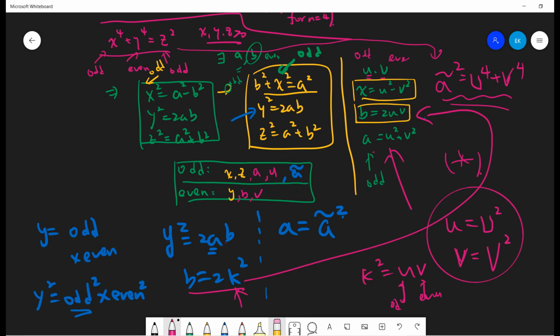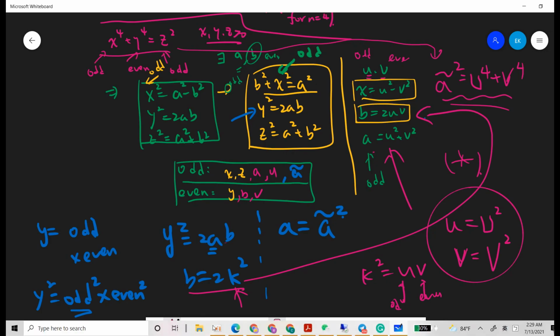So this is the proof idea, which is not very difficult. You just use the Pythagorean theorem twice and argue with number theory.